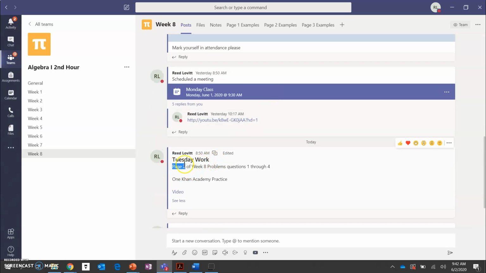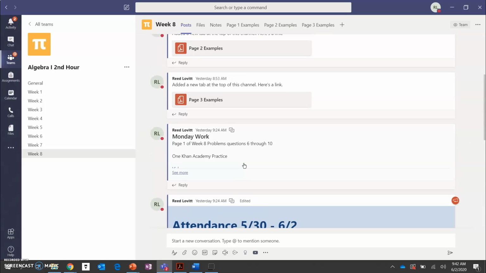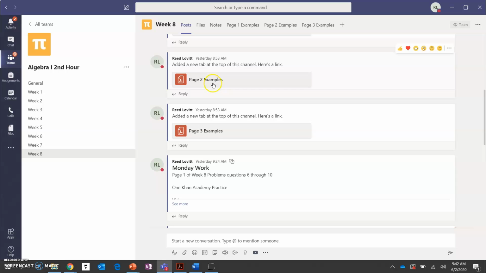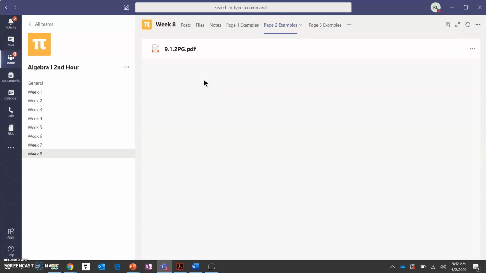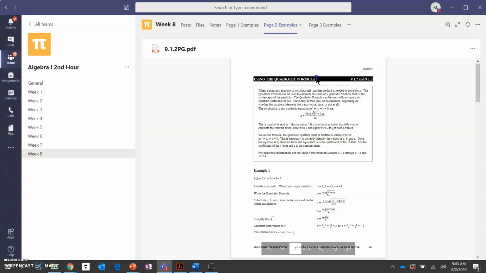So let's preview this topic. Let's go up until we see page 2 examples. We could click here, or we could click here. And we see that we are working on a topic called using the quadratic formula. The quadratic formula is a formula that you could use to solve quadratic equations.